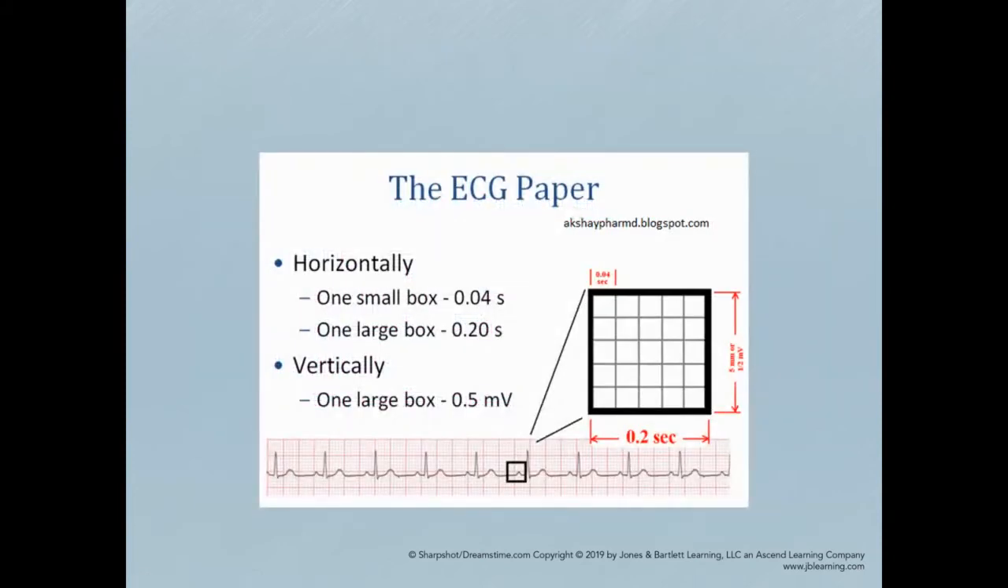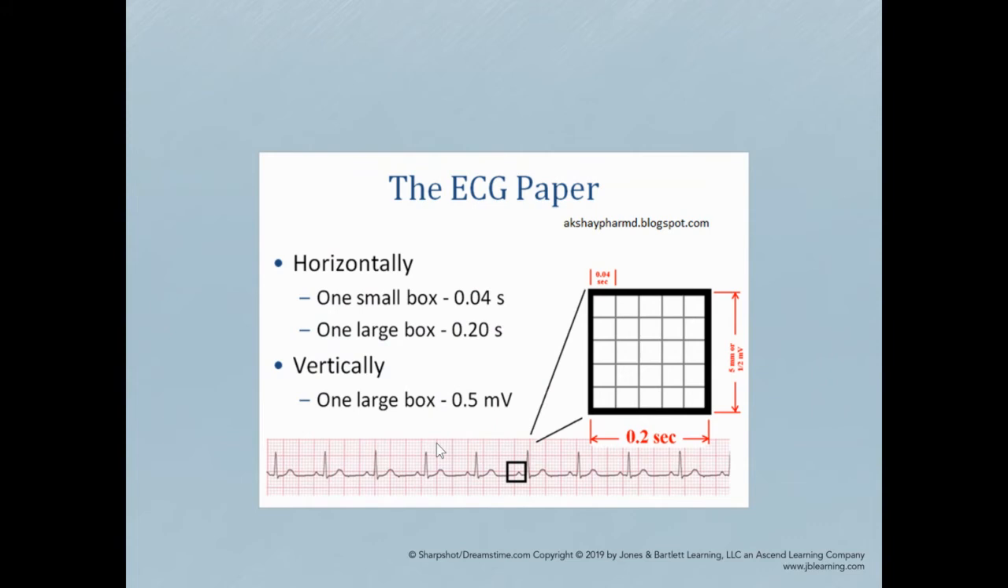Each small box, each little 1 millimeter by 1 millimeter, as it goes across, is 0.04 seconds. So that means that 5 of those boxes, or each one of the bigger boxes, is 0.2 seconds, because 0.04 times 5 is 0.2. So we look at it right here on our strip. This is going to be 0.2 seconds. So 5 of those bigger boxes, 1, 2, 3, 4, 5, would be 1 second, because 0.2 seconds times 5 is 1 second.